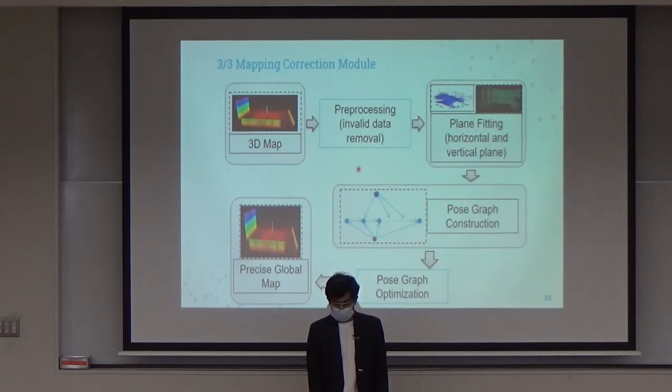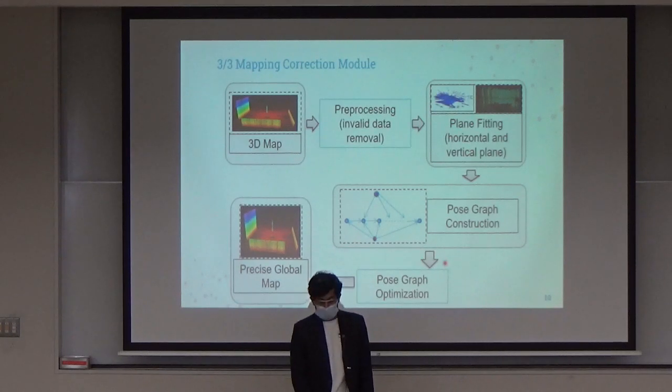Here is the mapping correction module. In the mapping correction module, first we do signal pre-processing and remove the invalid data, and then we do some plane fitting. We extract the walls and the ground and fit these planes in the 3D environment, and then we do pose-graph construction with the help of these wall planes and the sensor pose, and after that we do pose-graph optimization to get a very precise global map.